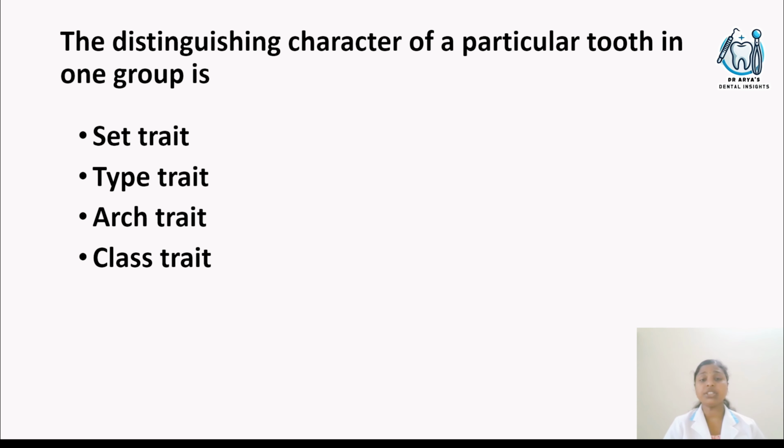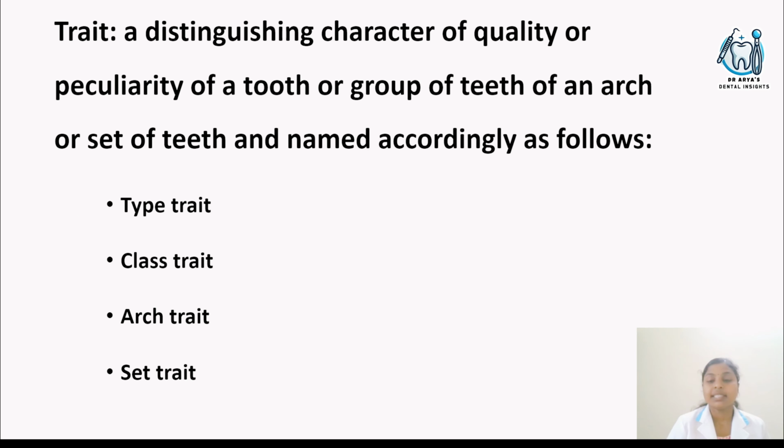The distinguishing character of a particular tooth in one group is: set trait, type trait, arch trait, or class trait? So what is a trait? It is a distinguishing character, quality or peculiarity of a tooth or group of teeth of an arch or set of teeth, and it is named accordingly.